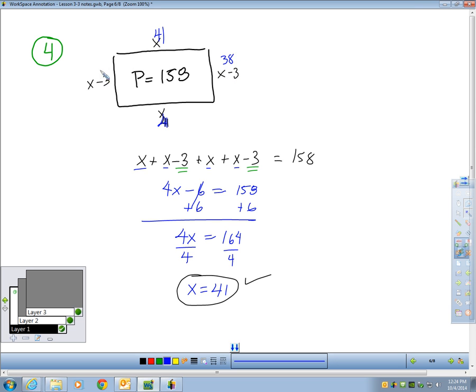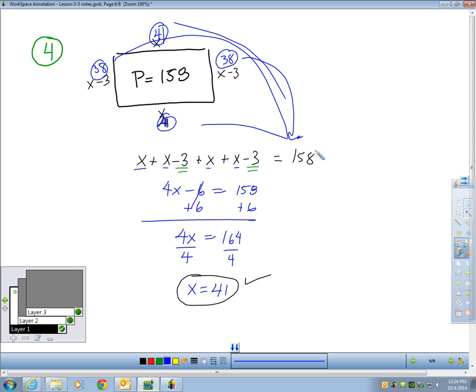That's 38. Let's check that. If you take 41 plus 38 plus 41 plus 38, you better be getting 158 when you add those 4 up. Better be getting that. And let me check. Is 38 3 less than 41? Yes, it is. Okay?